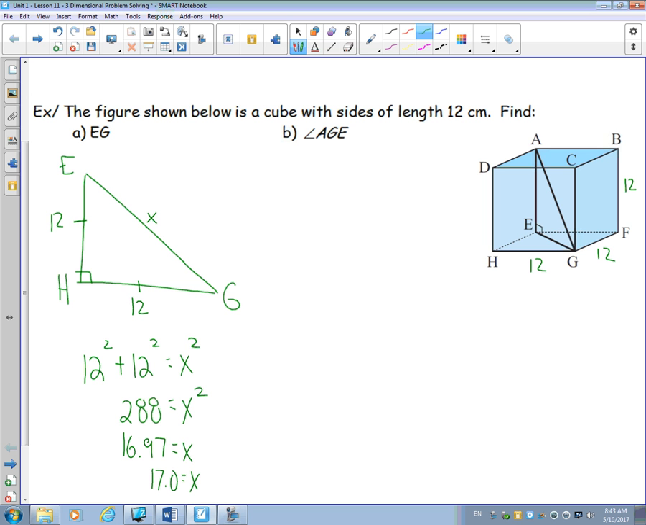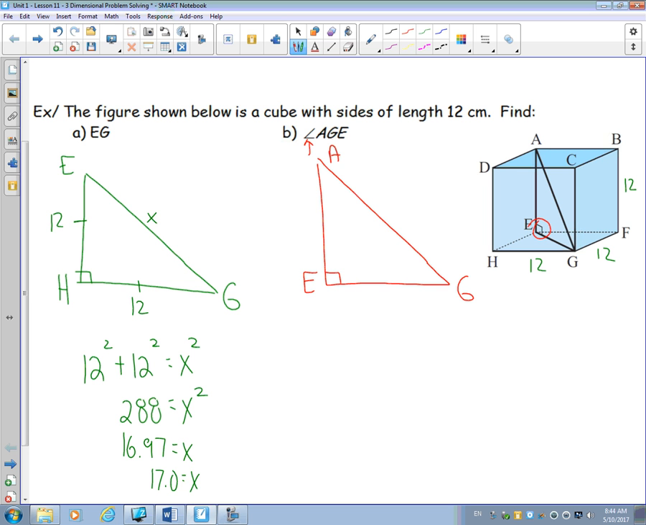Let's try part B. Part B asks us for angle. That's what this symbol means. Angle AGE. So again, that's part of a triangle. Now, the diagram has it, but it might be easier if I redraw it so I can see what I know and what I have. So A is up at the top, E is in the corner, and G is down here. And we know there's a right angle there. You can see it in the diagram.